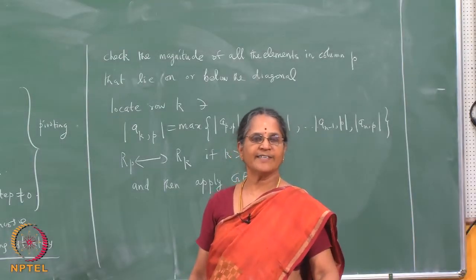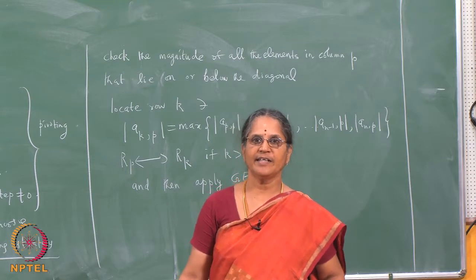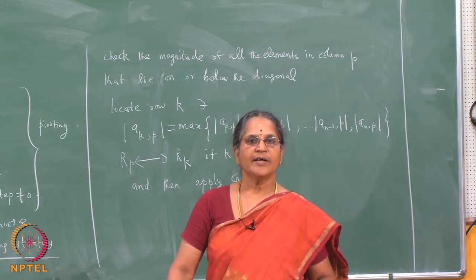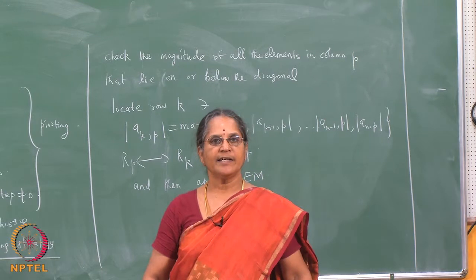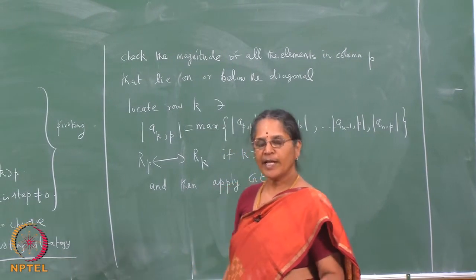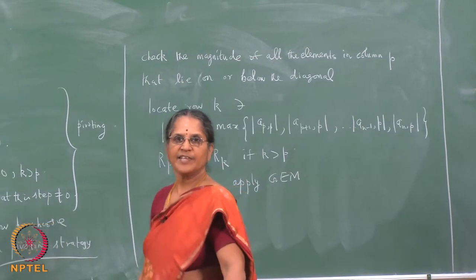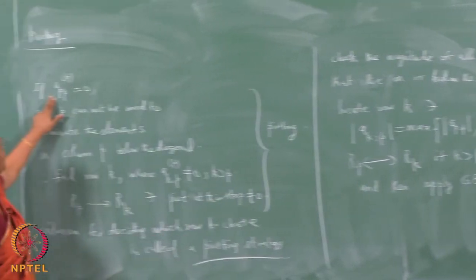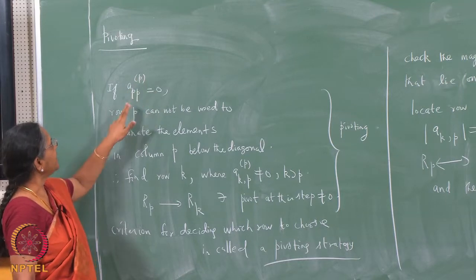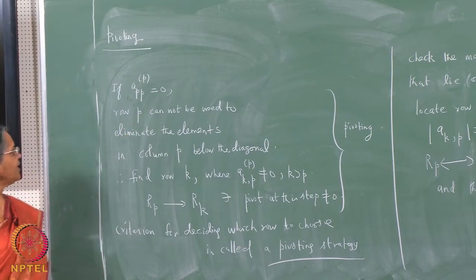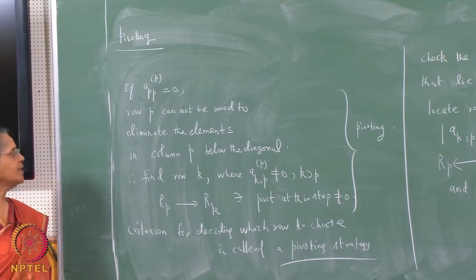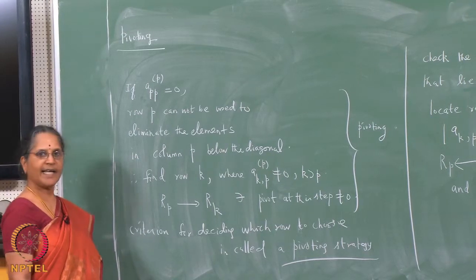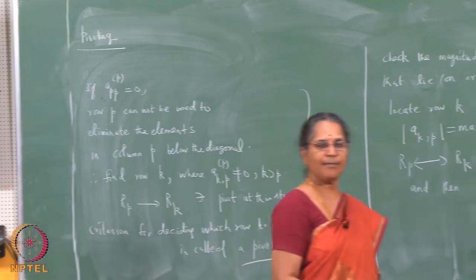So, we saw an example in which the Gauss elimination method fails because the pivot at that stage, which appears in the pivotal equation, turns out to be 0. So, while applying the Gauss elimination method, if such a thing happens, namely say the pivot in the pth row at step p turns out to be 0, then row p cannot be used to eliminate the elements in column p below the diagonal. That is what happened in the previous example.